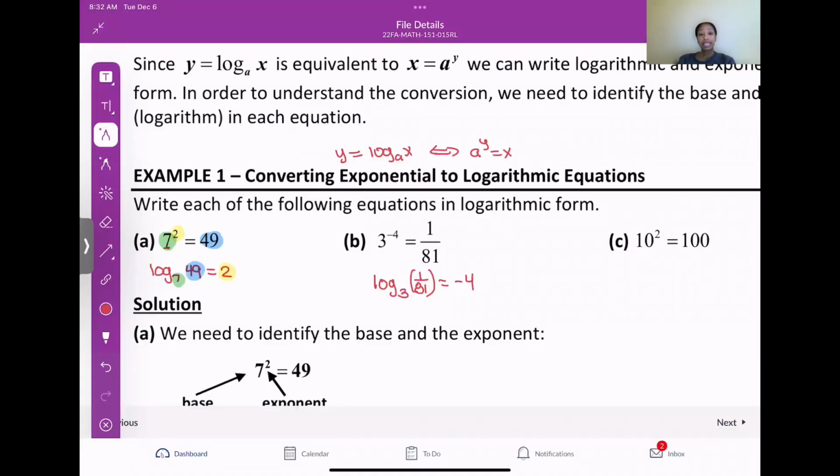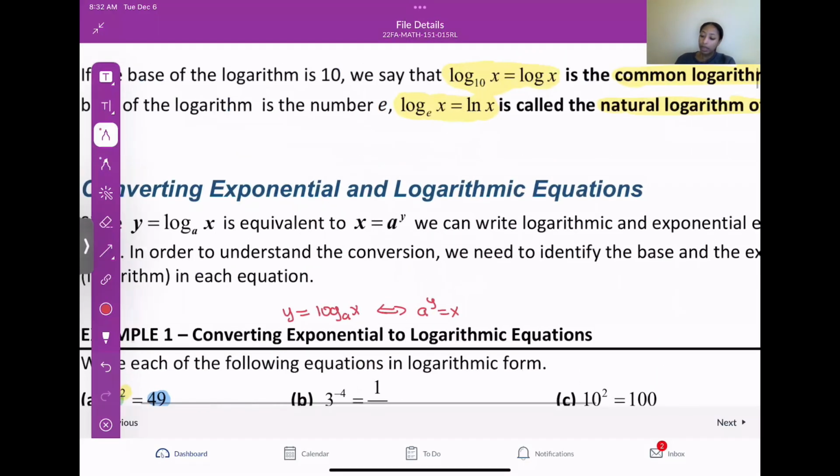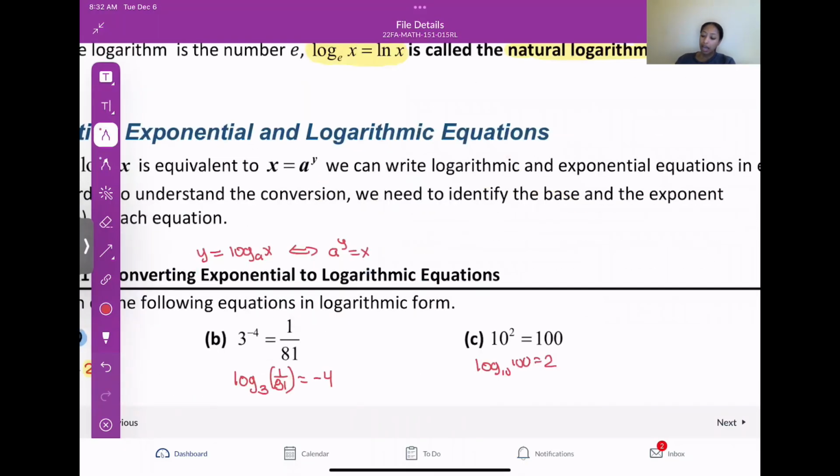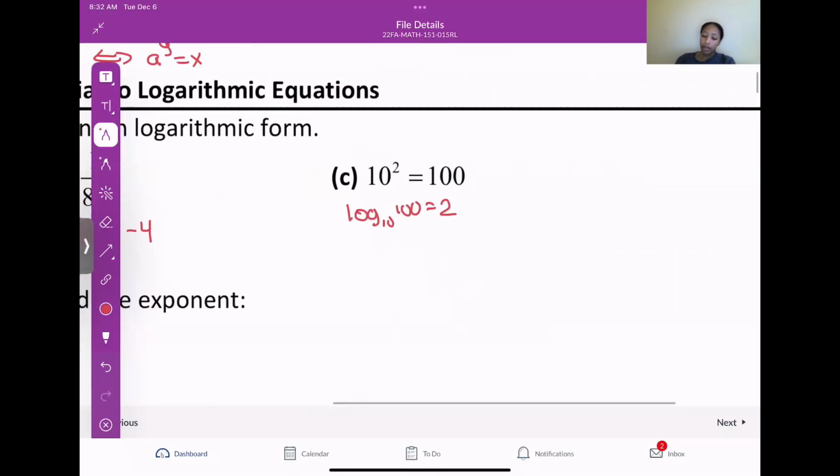And last one of these, 10 squared equals 100. Our base here is 10, so this would be log base 10 of 100 equals 2. And this is almost correct, except, scroll up a little bit. Remember, log base 10 has a different notation. That's the common log. For the common log, we do not write this 10. You're just going to write log of 100 equals 2.